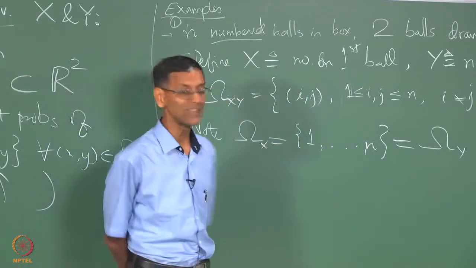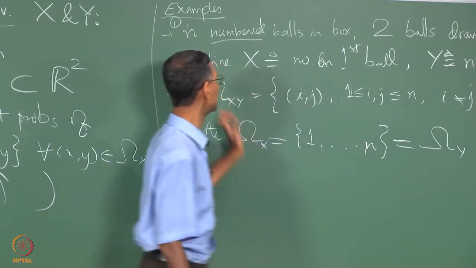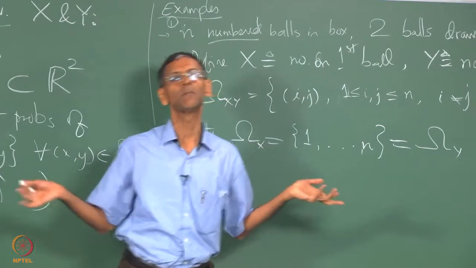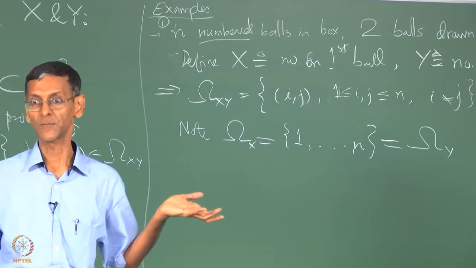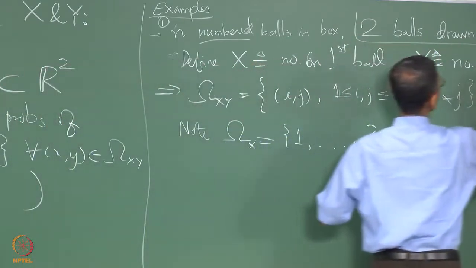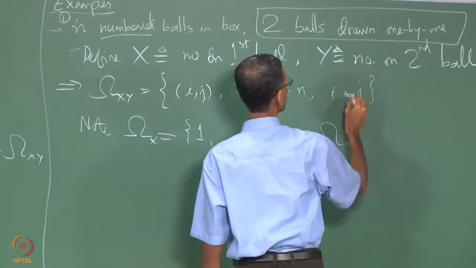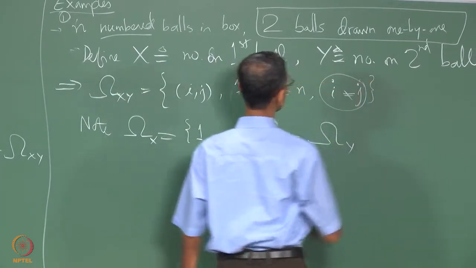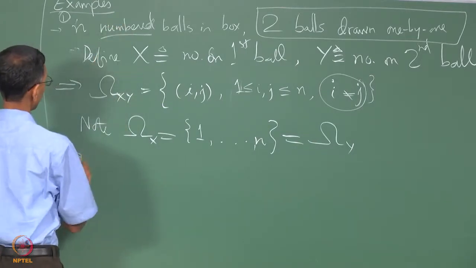In fact, if you did it with replacement, you threw the ball back, then you would still get the same omega x and omega y, but omega xy will be every possible pair. You can even get ii when you do it with replacement. But I have said here clearly you are drawing without replacement 1 by 1. So that clearly tells you that i cannot be equal to j. So what is the probability for this case?